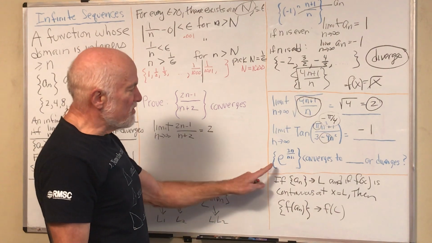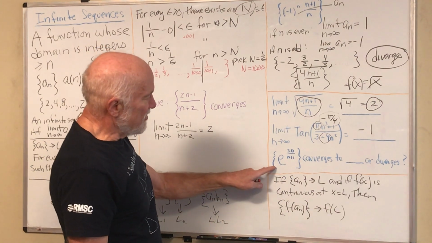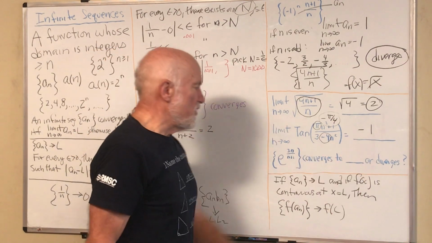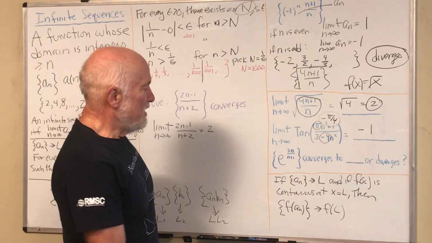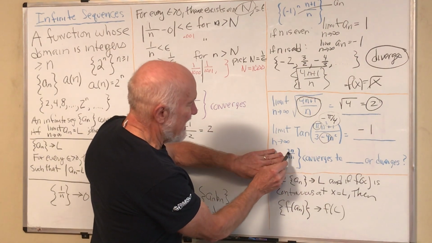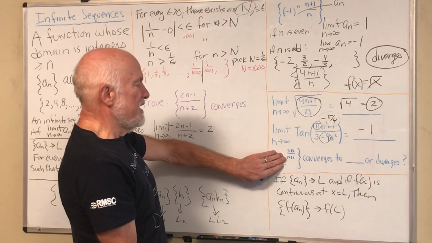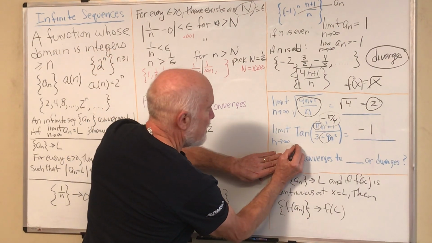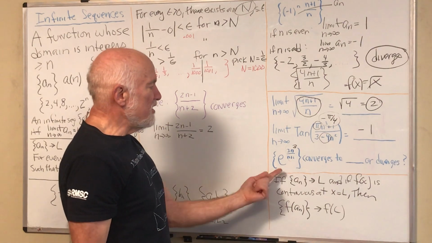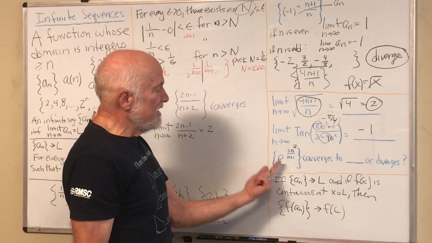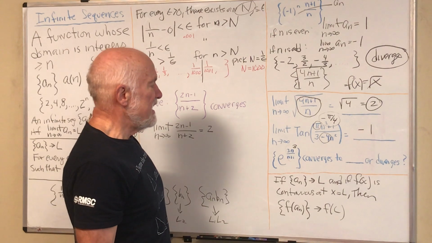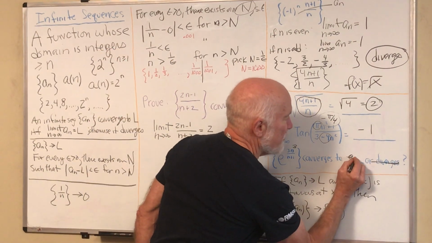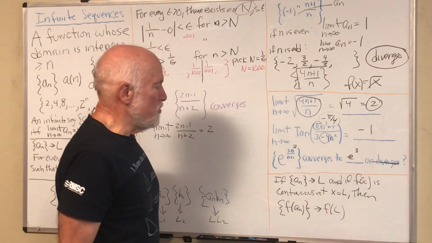And one more, just in a slightly different form. Instead of asking for the limit, I'm saying, does this converge or does it diverge? Well, we can just look at 3n over n plus 1. The limit as n approaches infinity of this is 3. And we know that the function e to the x is continuous at x equals 3. So this whole thing doesn't diverge. It converges to e cubed.